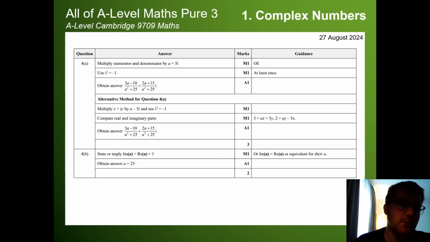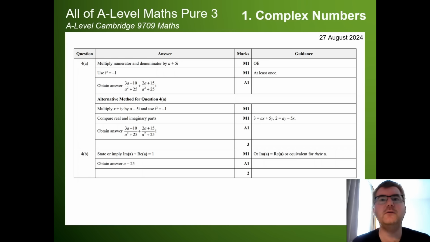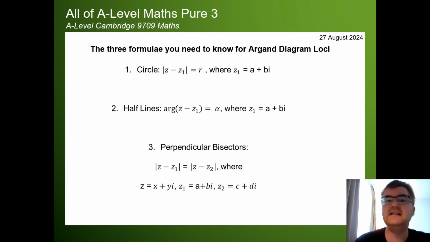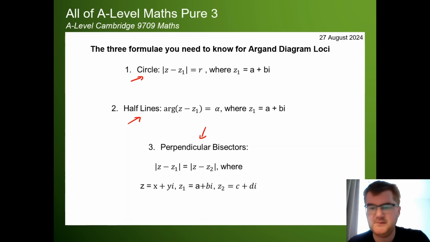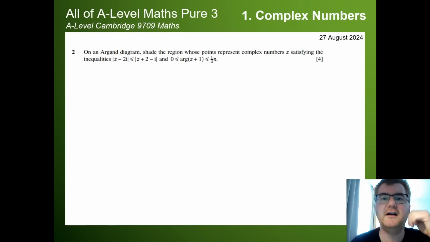Now, the second kind of question that appears quite a lot is working with the loci of complex numbers on the Pure 3 course. And that means you need to know these 3 formulae, essentially off by heart. So when we actually start drawing these complex numbers, we can then work out if we're drawing a circle, when it's in this particular form, a so-called half line, you're going to see an example of this in this video, and a perpendicular bisector if it's written in this particular form. You're going to have to learn these off by heart and then know when to apply them depending on the question. So let's get straight into an Argand diagram star question.